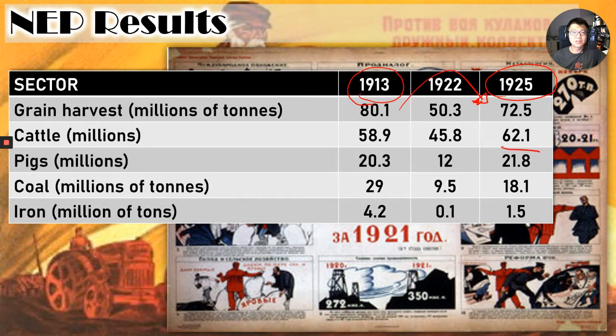There is growth in terms of cattle and pigs, a little bit less in terms of coal and iron, which you're trying to move towards, but it takes quite a bit of recovery for that to actually happen. But you could make an argument there's some relative success with the new economic policy.